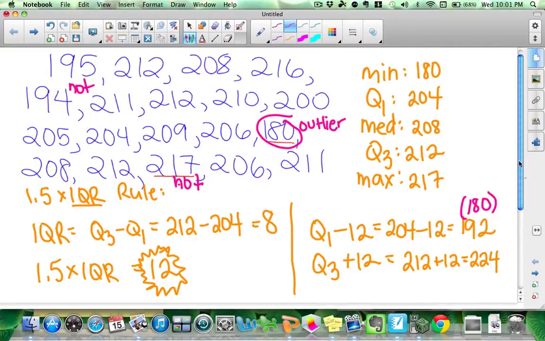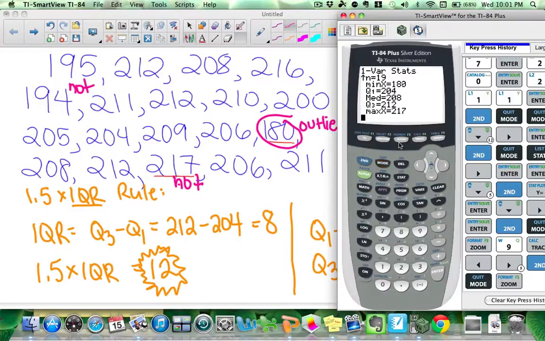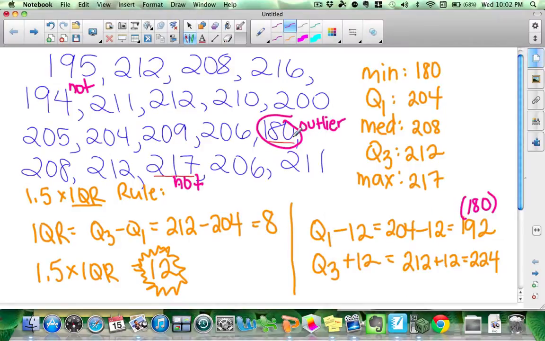Which makes sense because if you recall the box plot that we made showed 180 as an outlier and everything else as belonging on the box plot, meaning not an outlier. Okay? So 180 is enough below the rest of the data to be considered an outlier.